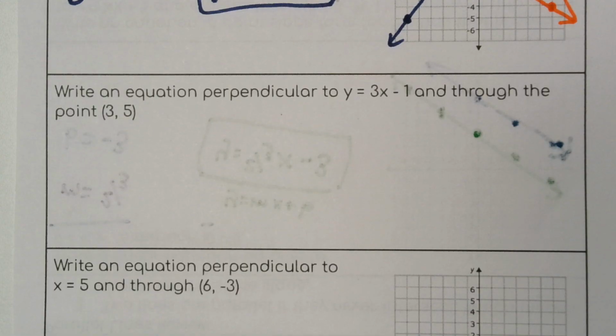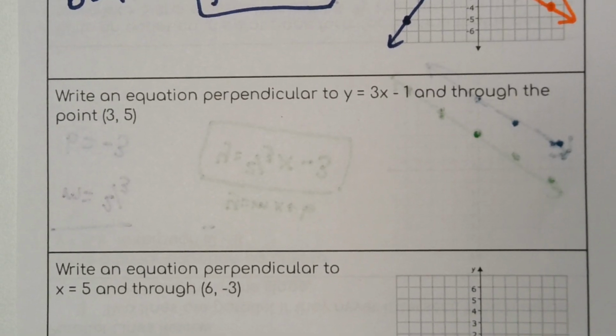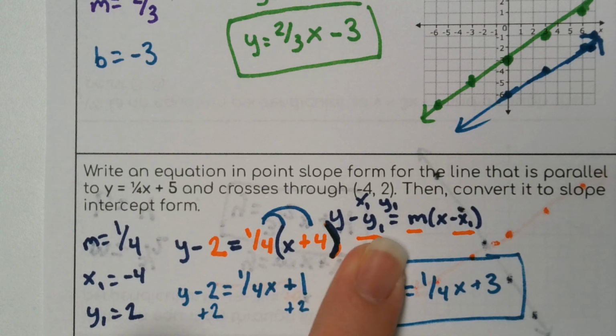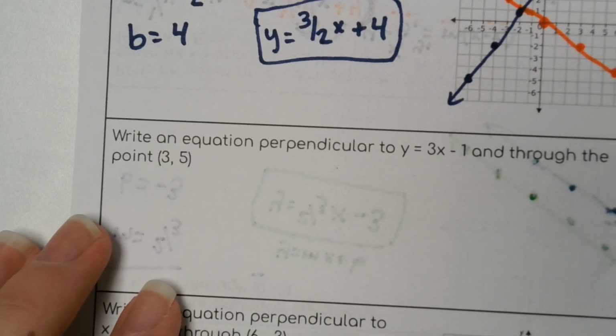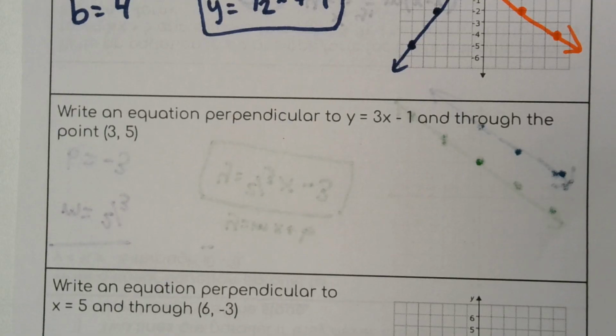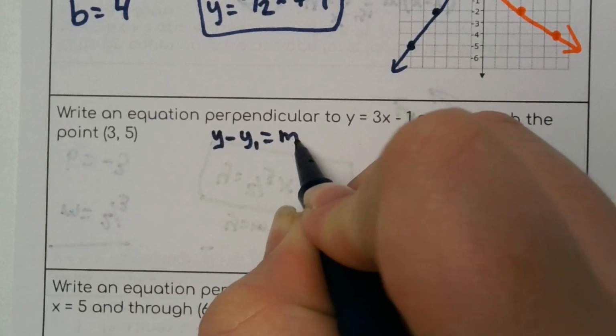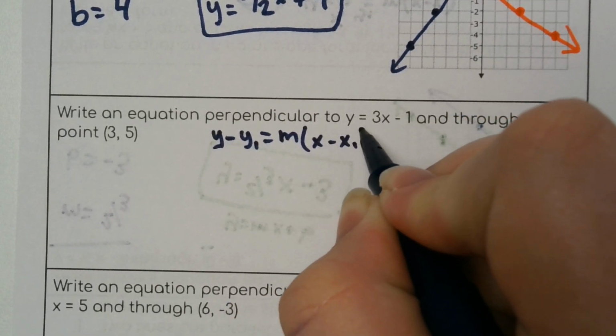Alright. Now we're going to write an equation perpendicular to y equals 3x minus 1 and through the point (3, 5). So in this case, are we given our y-intercept? No, we don't have 0 and then a number. So we have to do that point slope form that we did earlier, y minus y1 equals m times x minus x1. I'm going to write that again so we can plug it in later.